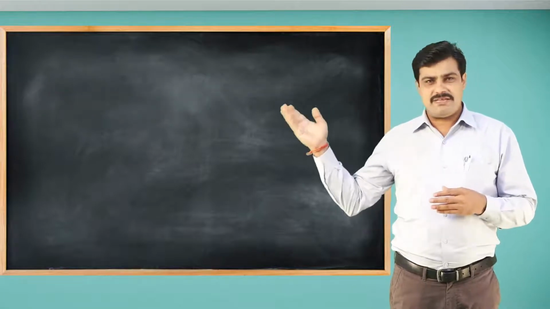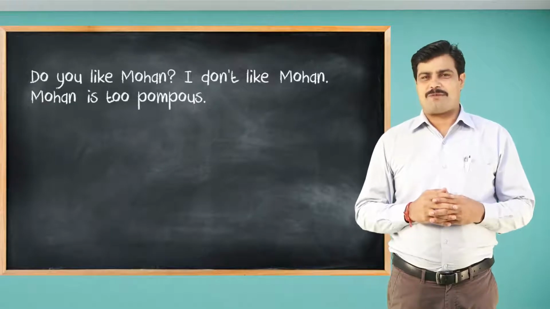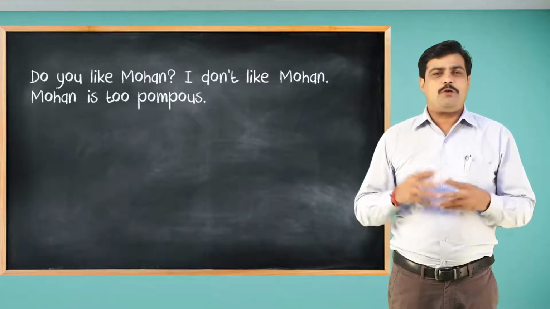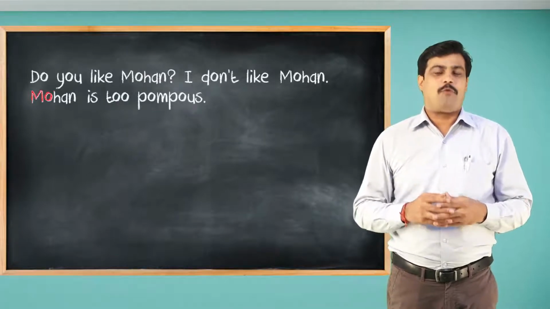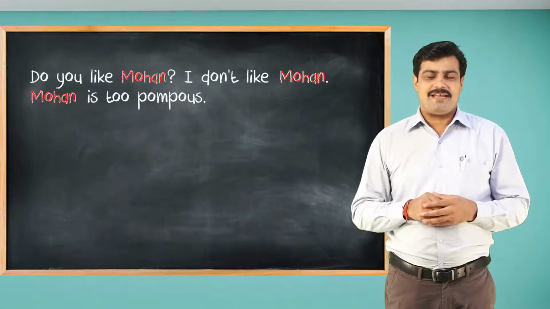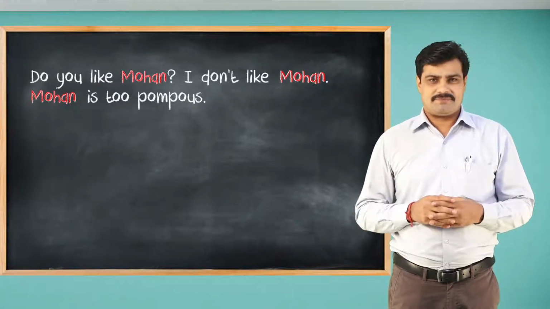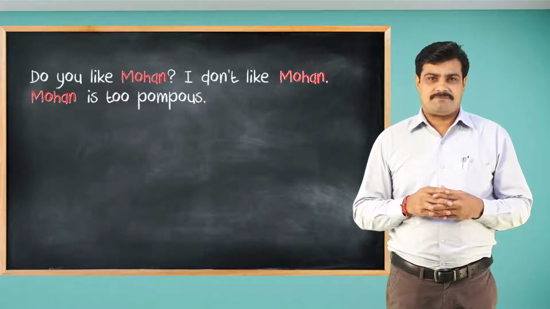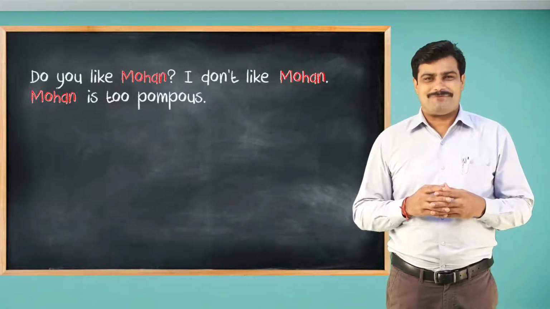Now, examine these sentences. Do you like Mohan? I don't like Mohan. Mohan is too pompous. Well, what do you notice in these sentences? Yes, one word, Mohan, that is a noun, is repeatedly used. And this repetition makes the language monotonous. And to avoid this monotony, we use pronoun.